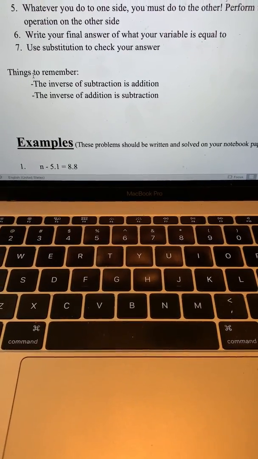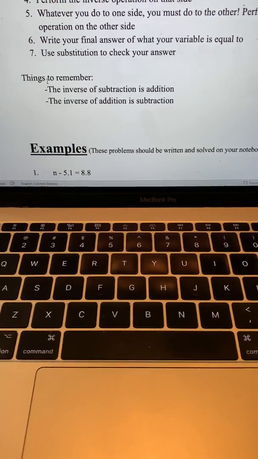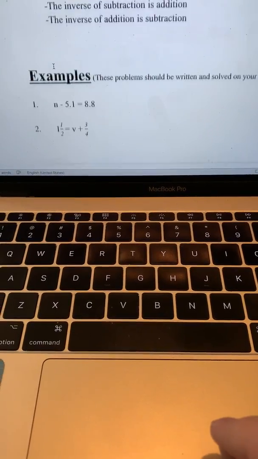Some things we want to remember, that the inverse of subtraction is addition, and the inverse of addition is subtraction. My examples, which I am now going to go to my paper, and I'm going to write examples. Number 1 on the computer says n minus 5.1 equals 8.8. Step 1, draw my line. Step 2, start on the side with the operation. Step 3, identify the operation. The operation is subtraction.